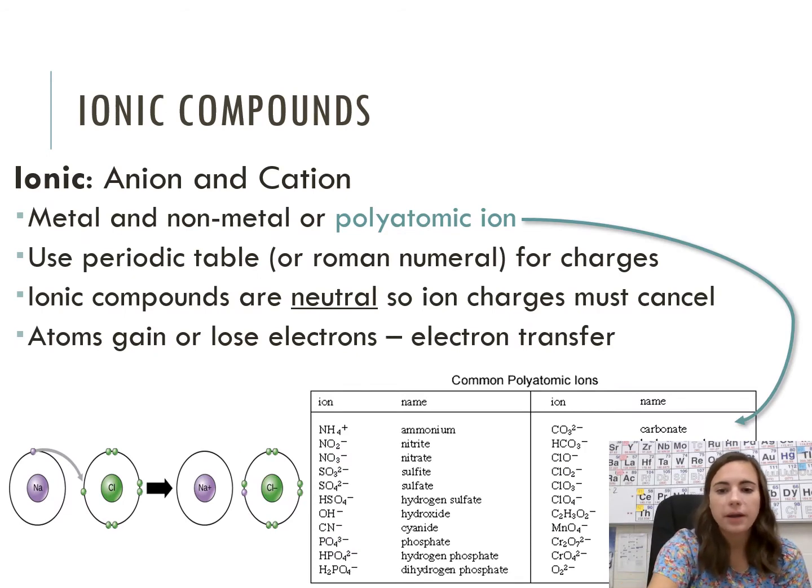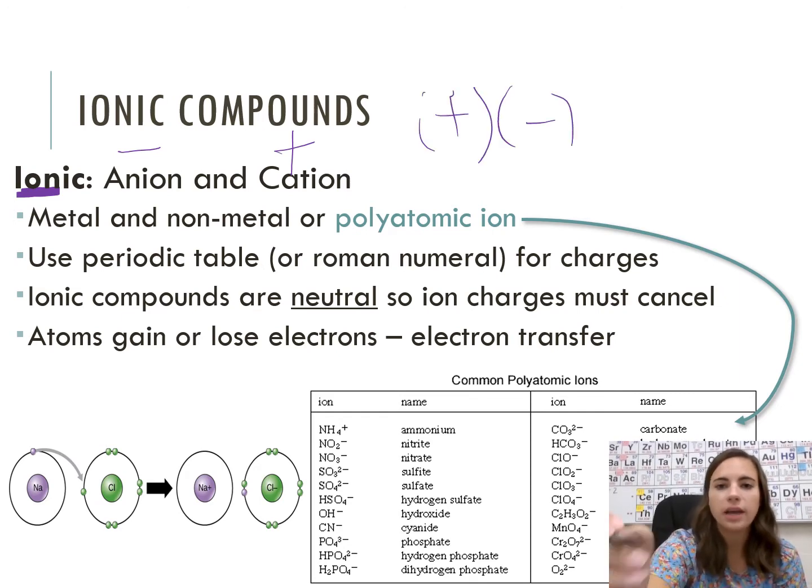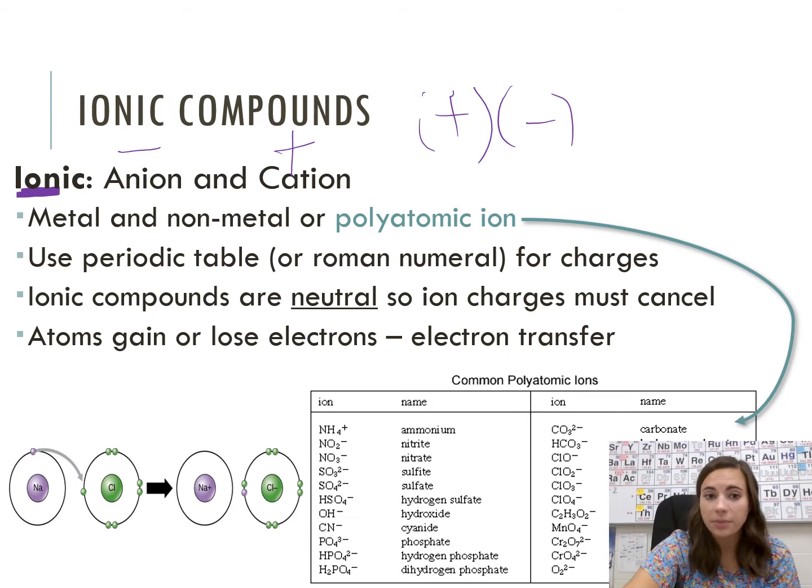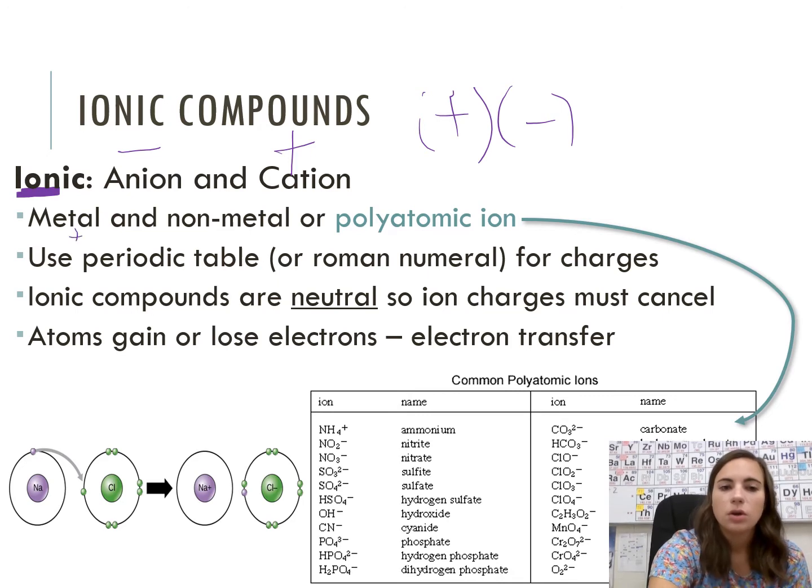Ionic compounds have the word ion in it. So what that means is they're made up of ions. They're made up of cations and anions. Anions are negative and cations are positive. So when we have a positive and a negative together, they're held together by their opposite charges. Ionic compounds might be made up of metals, which form positive charges, and a non-metal, which forms a negative charge, or a polyatomic ion.